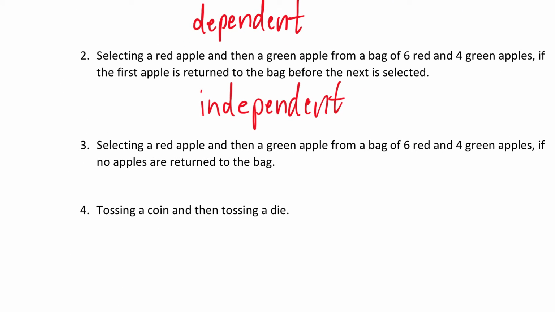Okay, number 3, selecting a red apple and then a green apple from a bag of 6 red and 4 green, if no apples are returned to the bag. So you select one apple out, you don't put it back in. The second time, is it going to depend on what happened the first time? Yeah. Definitely, this is an example of dependent.